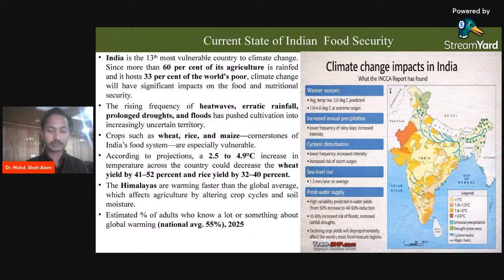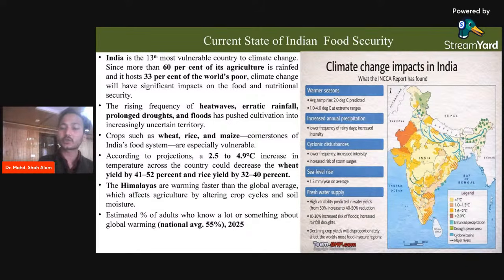As research suggests, a temperature increase of 2.5 to 4.9 degrees Celsius could reduce wheat yield by 41 to 52% and rice yield by 32 to 40%. Additionally, the Himalayan region is warming faster than the global average, which may further affect water resources and agricultural productivity. We also see there is less snowfall this year. There is no snowfall in the Himalayan regions, which ultimately reduces the total amount of water the rivers hold.